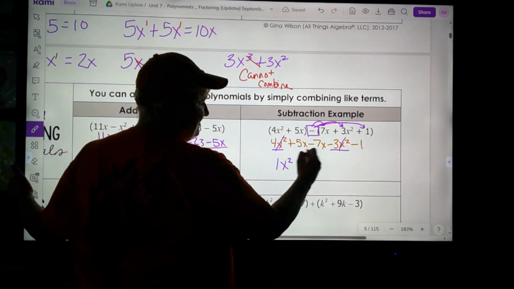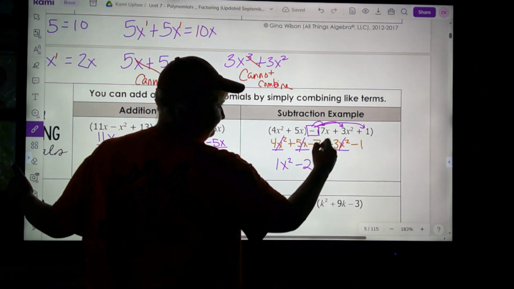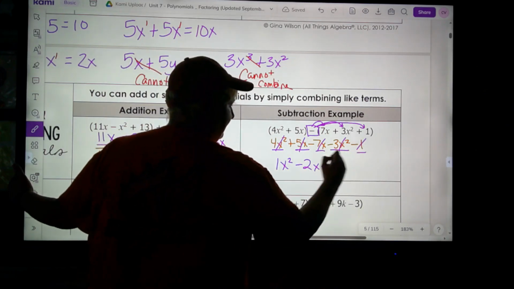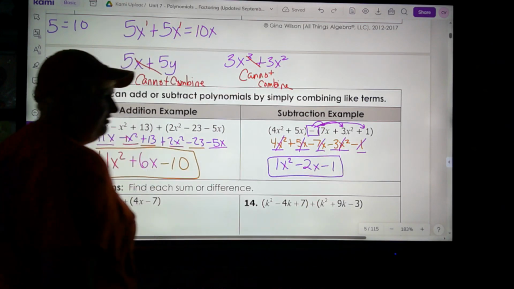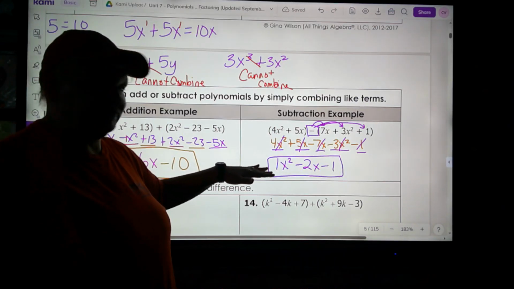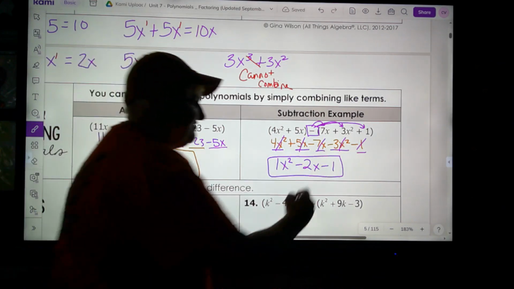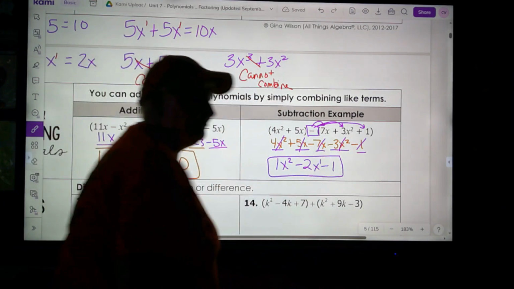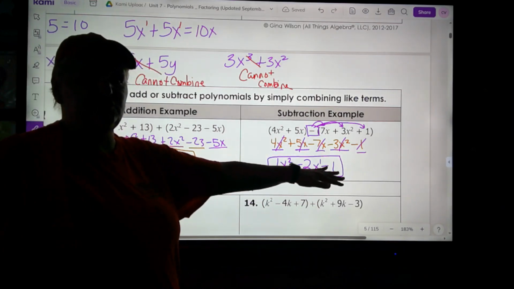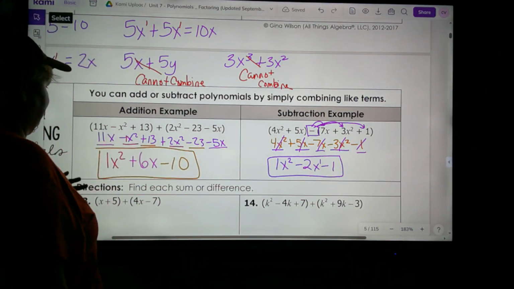Five x minus 7x is negative 2x. Negative 1 is all that's left. Once you have them all combined, as far as you can, you're done. X squared and x can't be combined because they have different exponents. Even though they're the same variable, they have different exponents. That's as far as you can go. That's the answer. All right, let's practice.